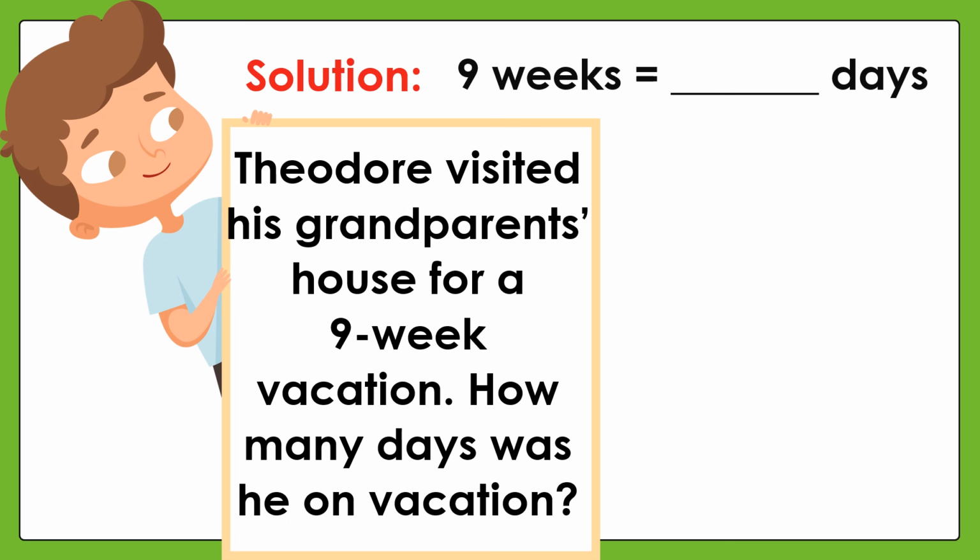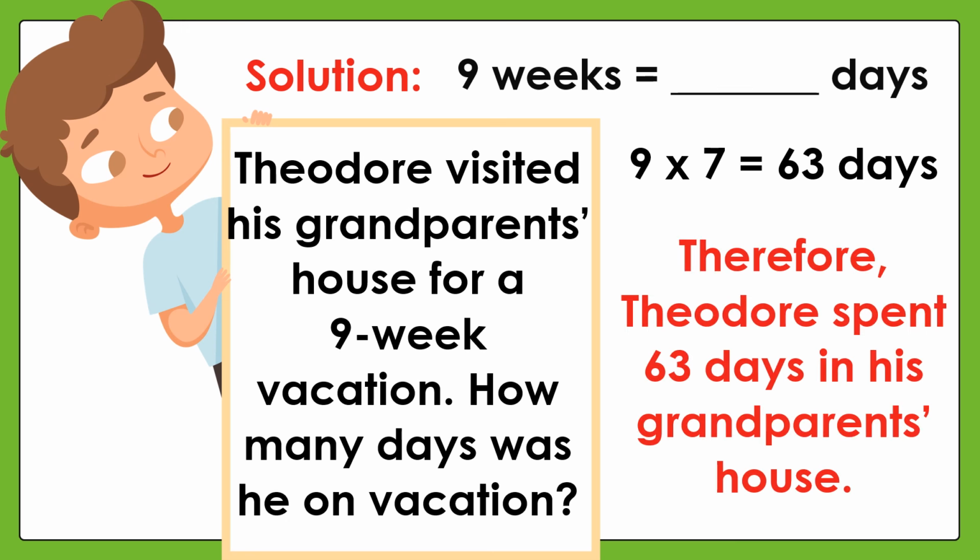Let's see the solution. 9 weeks is equal to blank days. 9 times 7 is equal to 63 days. Therefore, Theodore spent 63 days in his grandparents' house.